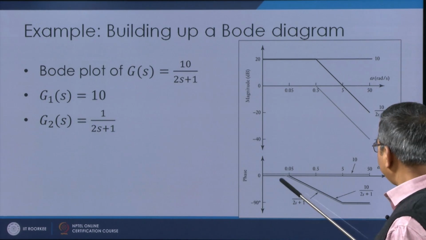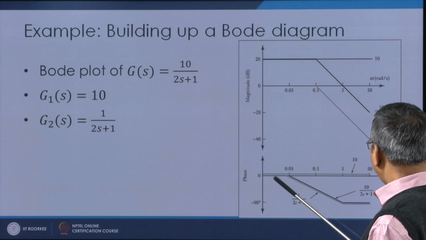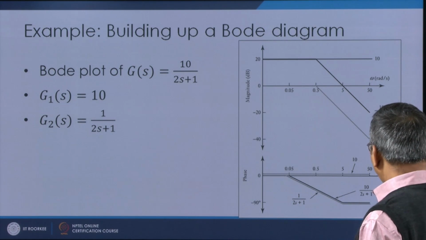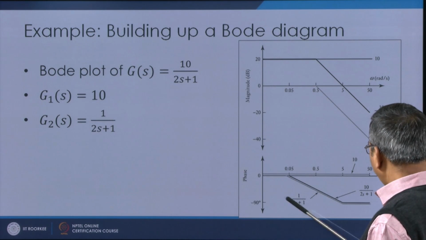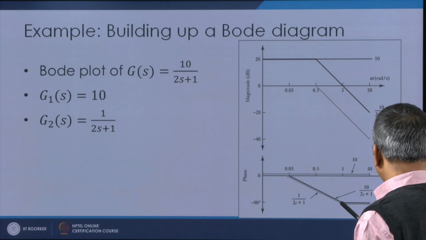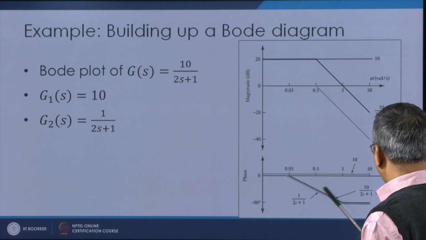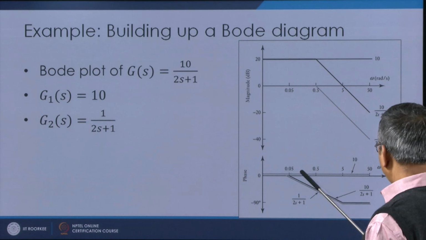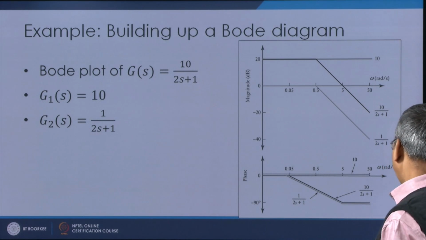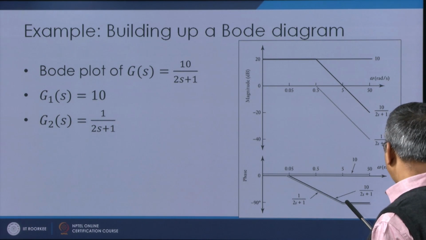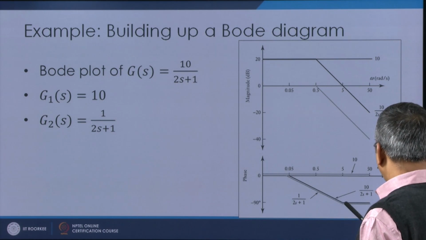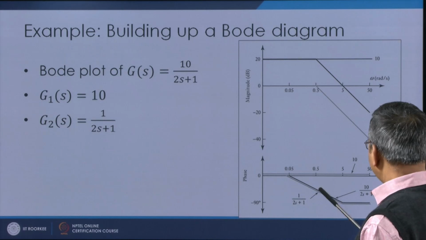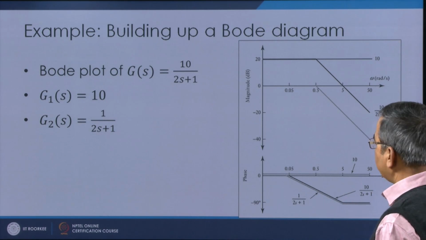Similarly, for the phase, in case of the first one we had phase as 0, and for the second one this is the phase. For the combined one we will have this darkened line as the phase. For higher values this becomes minus 90 degrees, for lower values this is 0, and in between the value is given as a straight line, and this and 0 summed up will give you the same thing.